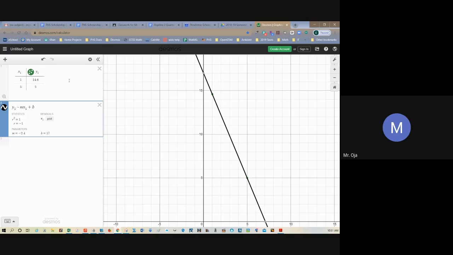And what Desmos automatically does, and this is super cool, is understand that we want to fill in values for M and B. We want to know what the best values of M and B are. And it tells us M is negative 2.4 and B is 17. It actually graphs the regression equation over here. See how that works? And look, R squared is equal to 1.